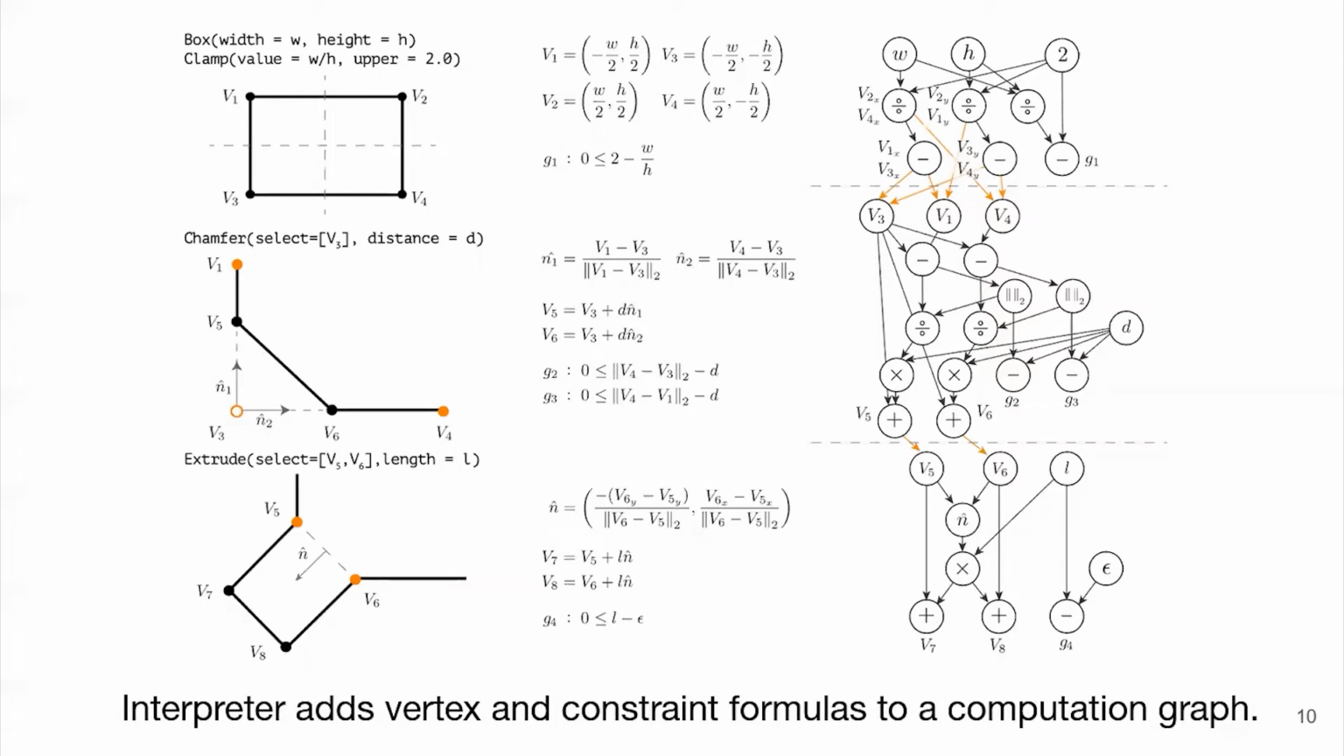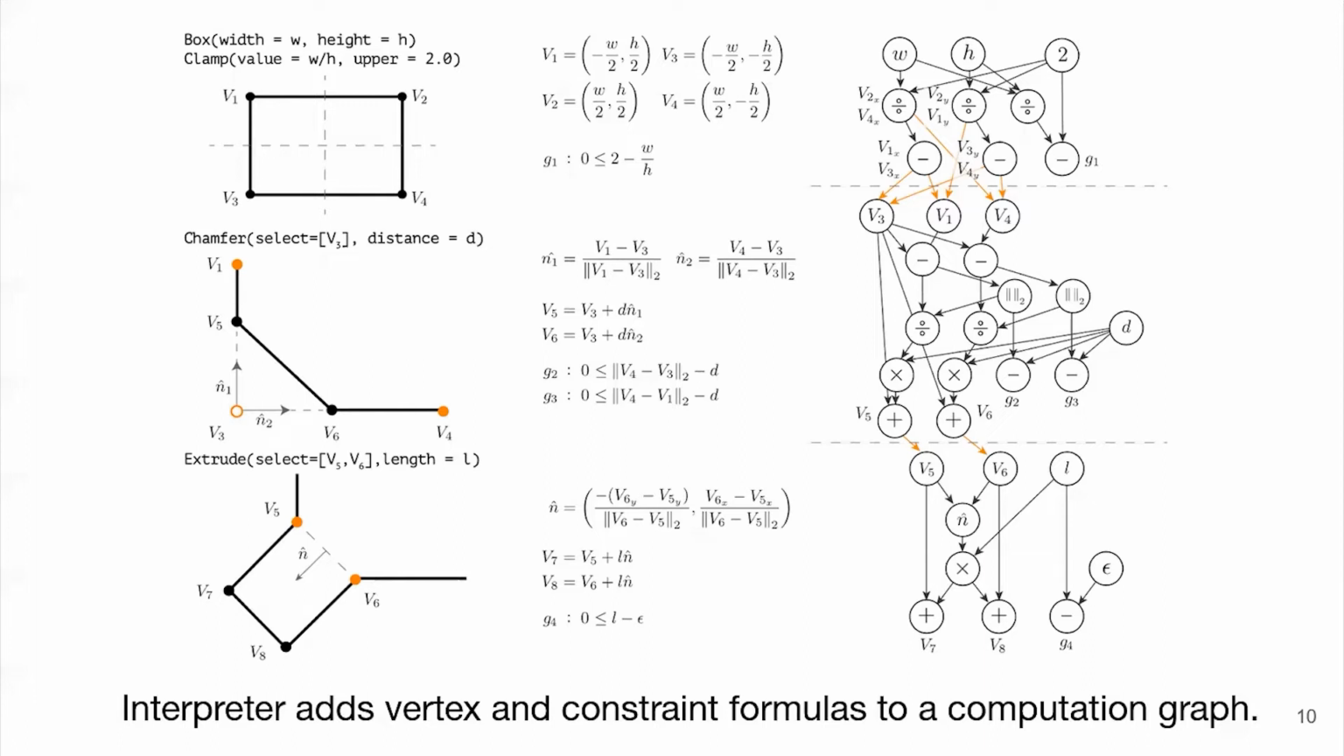A computation graph is built as the program executes. So each time an operation is called, our interpreter knows what graph nodes to add and link together. In this example, the user is chamfering the corner of a rectangle and extruding the resulting angled edge. So we maintain an explicit formula for the position of each geometric element, the vertices in this case, in the result in terms of the input geometric elements, and we build up a corresponding graph. So this is really just keeping track of all of the arithmetic operations at the granularity of individual scalars.